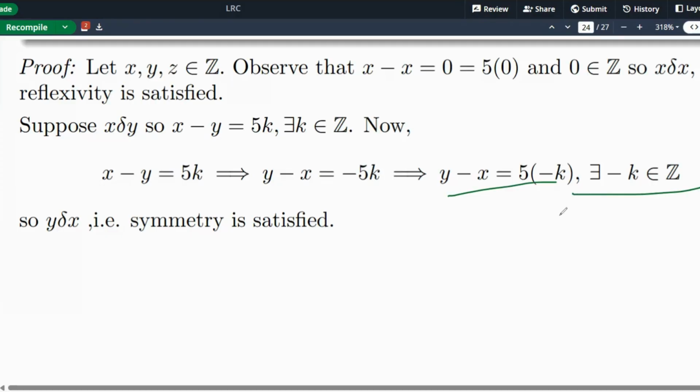Pero si negative k ay integer pa din. Kasi ang definition naman ng relation is dapat yung 5 times something, integer siya. So since y minus x is equal to 5 times integer, ibig sabihin si y, jowa niya si x. So symmetry is satisfied. Last na i-check natin is transitive.